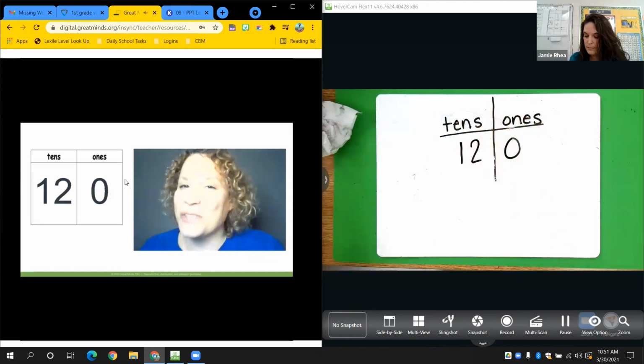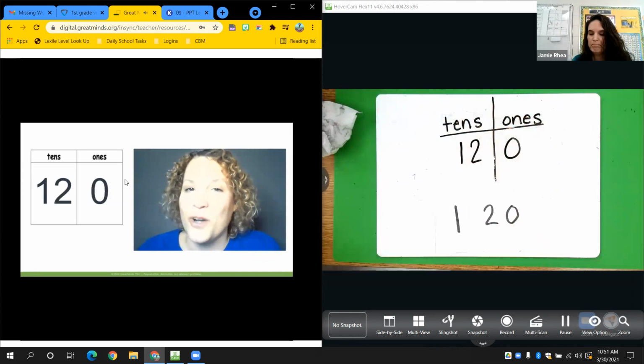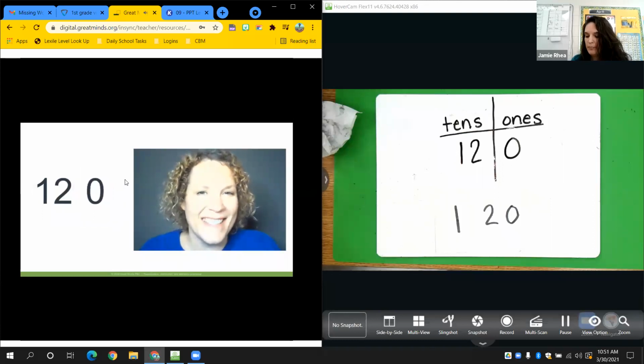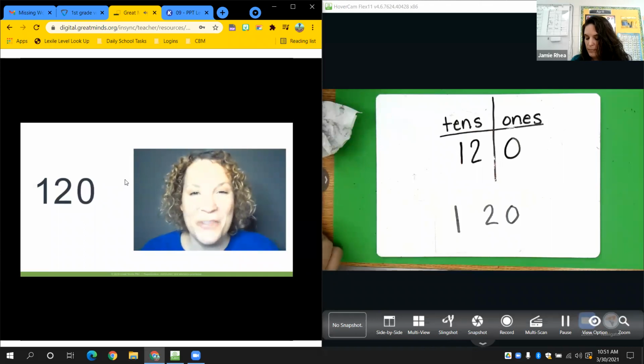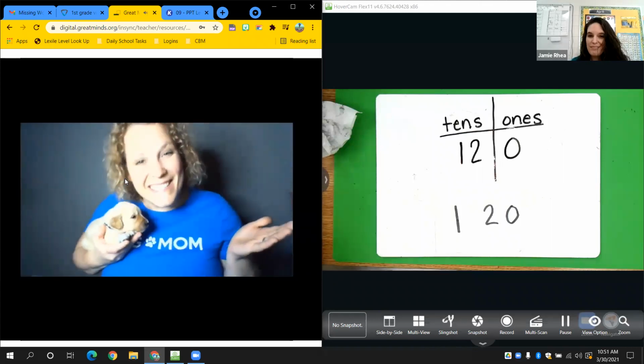Welcome back. Here's what I got for my place value chart. 12 tens, 0 ones. And how do we say 12 tens, 0 ones the regular way? 120. It's 120. That's fantastic. Well, you did it. Yay.